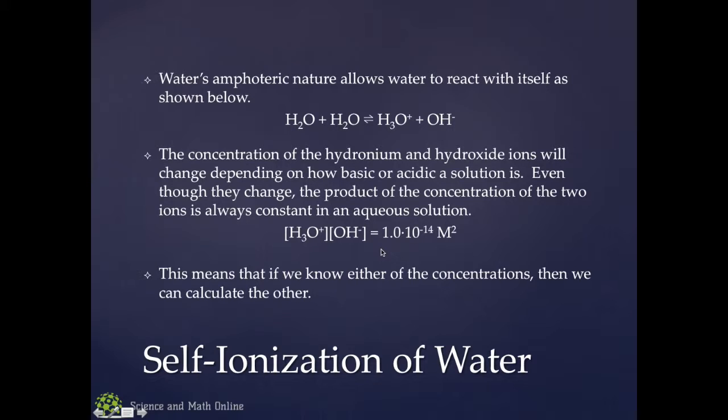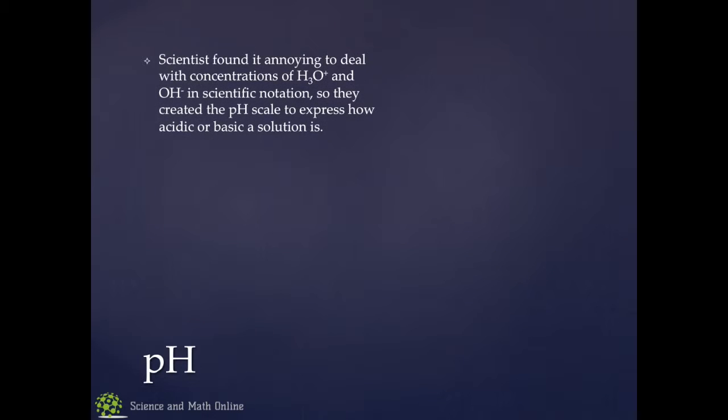The problem is that these values are going to be crazy numbers. You're going to have something like 7.36 times 10 to the negative 9 molar, or 3.5 times 10 to the negative 6. Dealing with numbers like that is really annoying, and it's really hard to tell how big or small they are. So scientists came up with pH. It was just horrible trying to use scientific notation, so they used what we call pH.